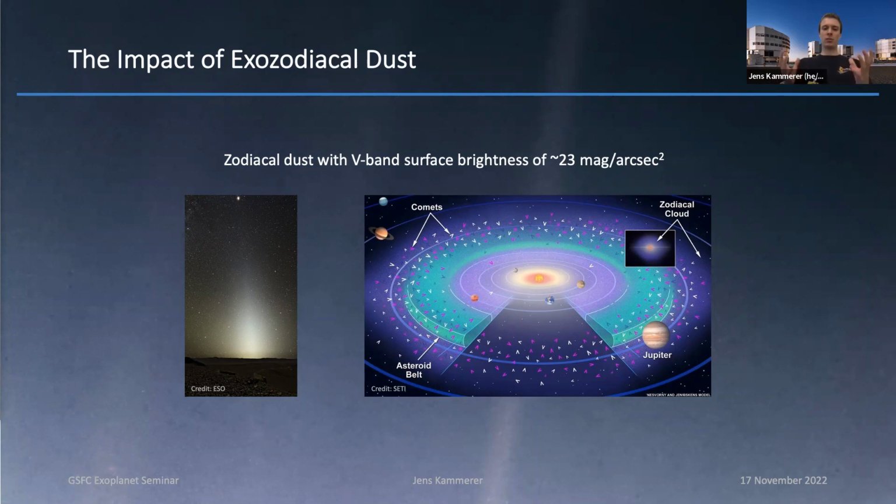Of course, this will be an additional astrophysical source of noise if you want to detect these very small Earth-like exoplanets in other systems, because we also think that other planetary systems should have similar zodiacal dust clouds, and we call them exozodiacal dust.